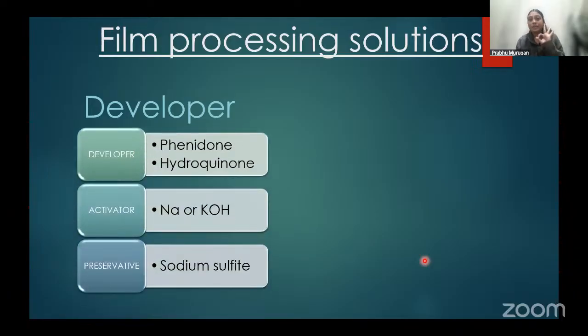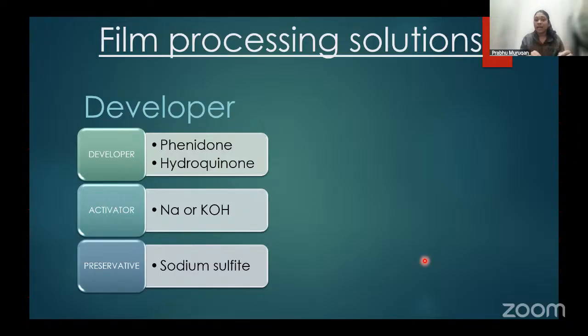We have three main things, okay? First is the base of the developer, that is your phenidone or your hydroquinone. This one will interact with the silver halide crystals and produce that metallic silver. Second thing is your activator, okay? Here it is an alkali, okay? Basically, your developer solution is alkaline in nature.